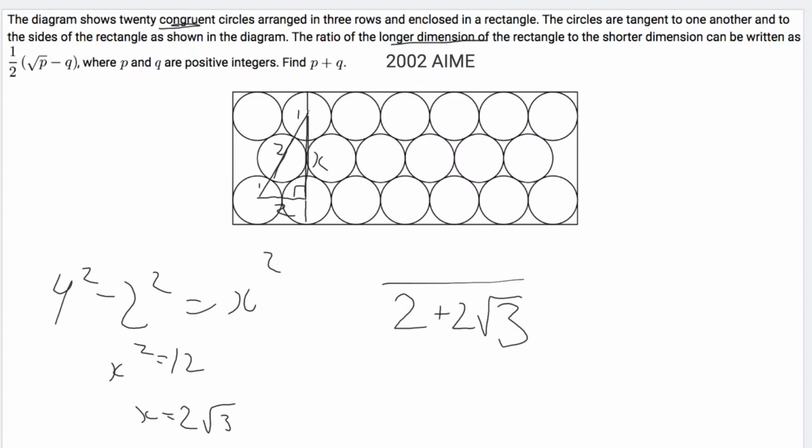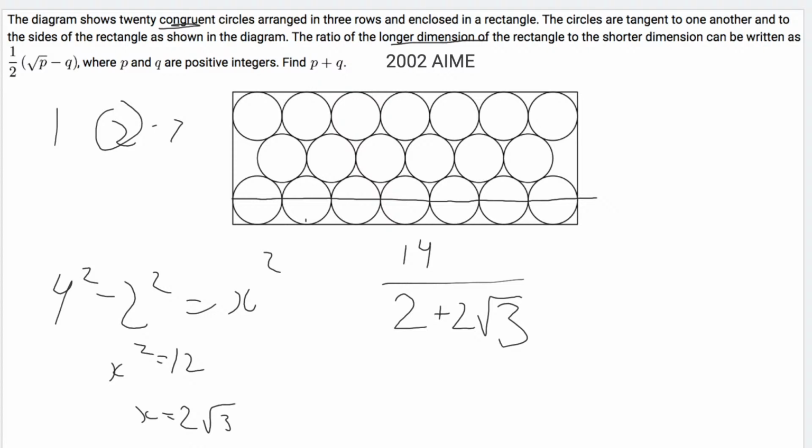Now, how are we going to find the length of the rectangle? Well, if you see this thing, then you will just get it in 1 second. The length of the rectangle is just, if you connect this whole thing, it's just the diameters of 7 of these circles. We know the radius is 1, the diameter is just 2, and there's 7 of these circles. So 2 times 7 is 14. Divided by 2 plus 2 square root of 3. Now you divide 2 from both sides, and you get 7 over 1 plus the square root of 3.